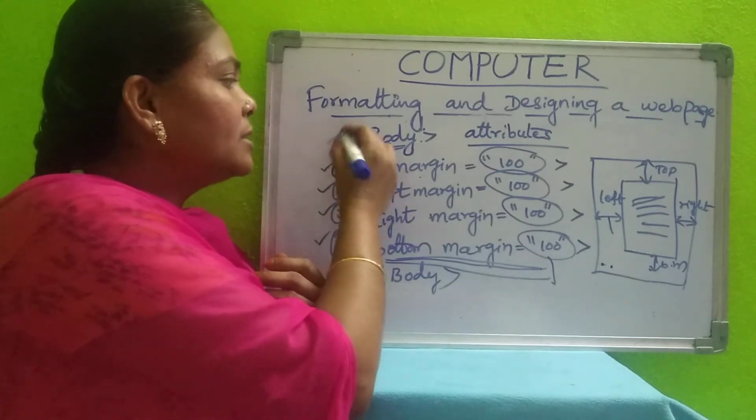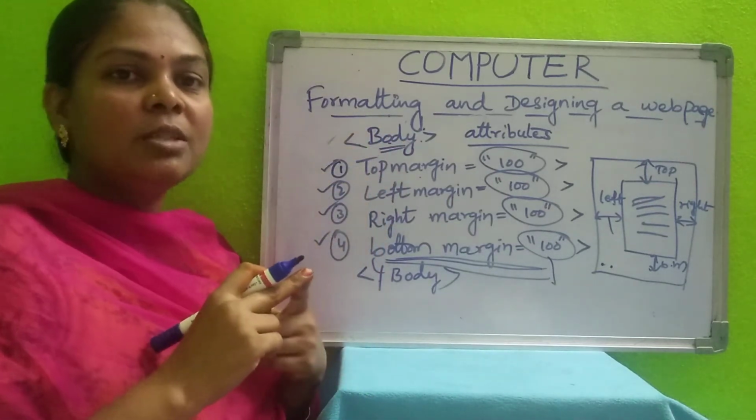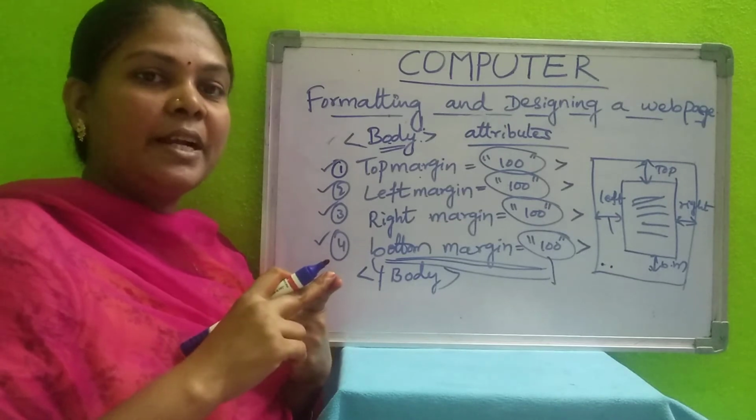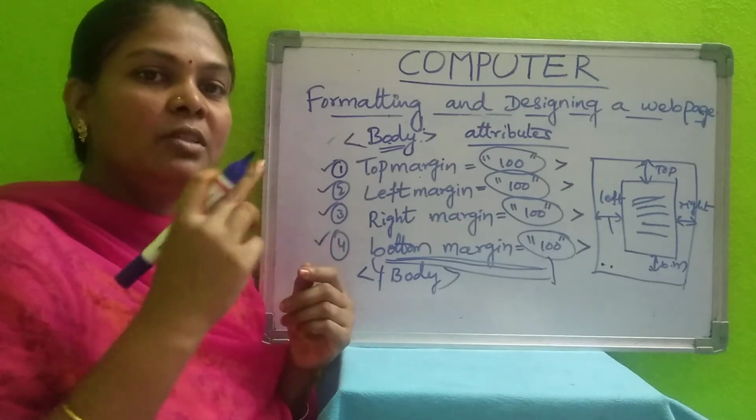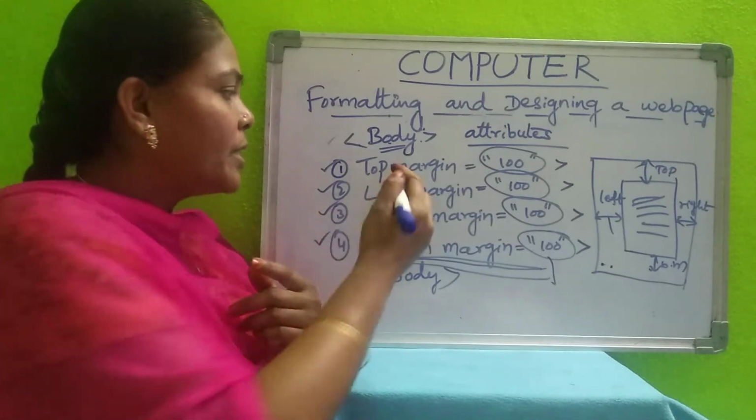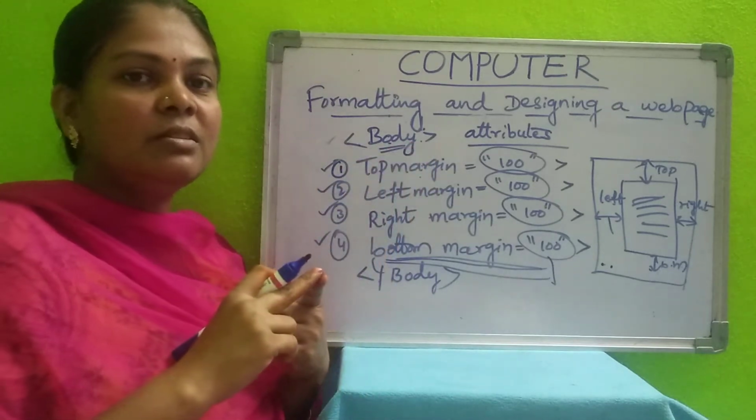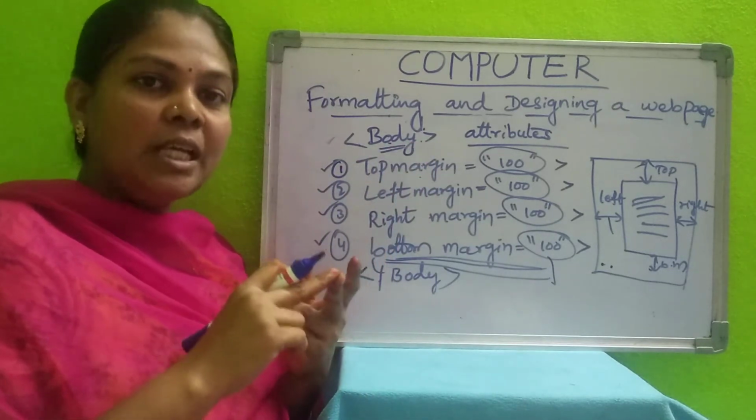Next, the third one is the body tag. In this body tag we have the bgcolor attribute which changes the color of the HTML document. And next we can change the color for link, vlink.